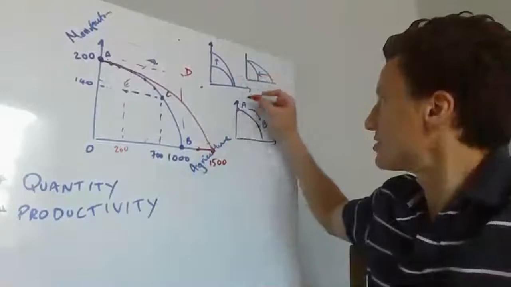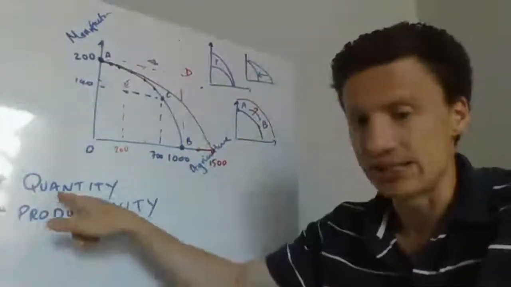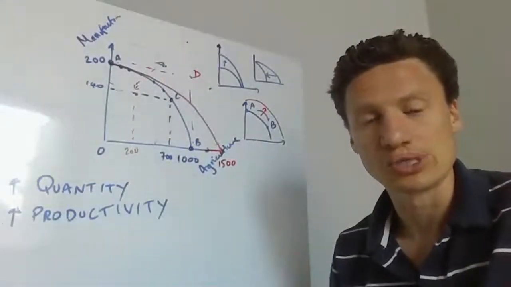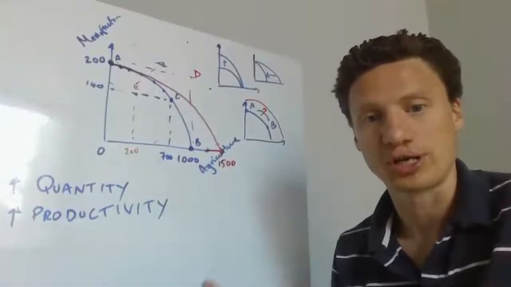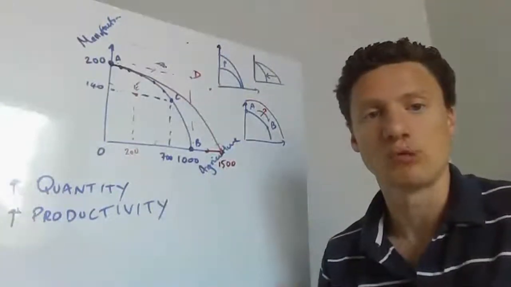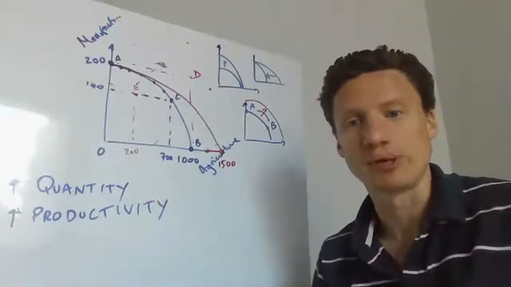On the other hand, a shift of the PPF happens because the quantity and or the productivity of resources and factors of production have changed. So just be a bit careful of that. Is it a scenario in which you are moving along the PPF, or is it a scenario in which you need to shift the PPF?